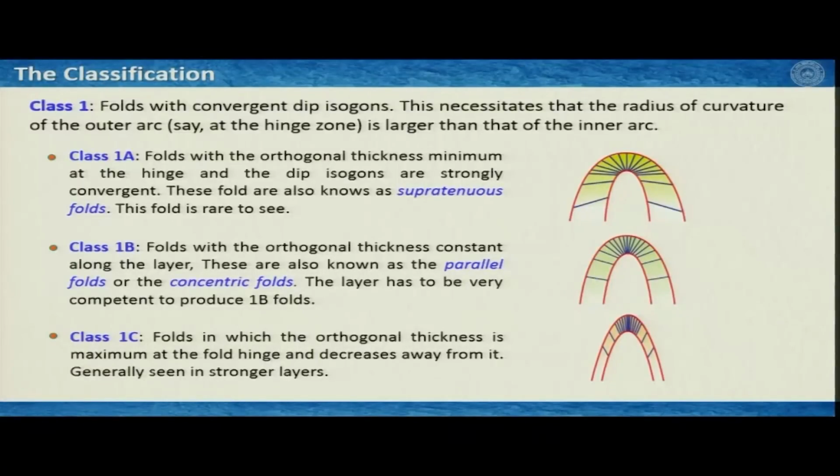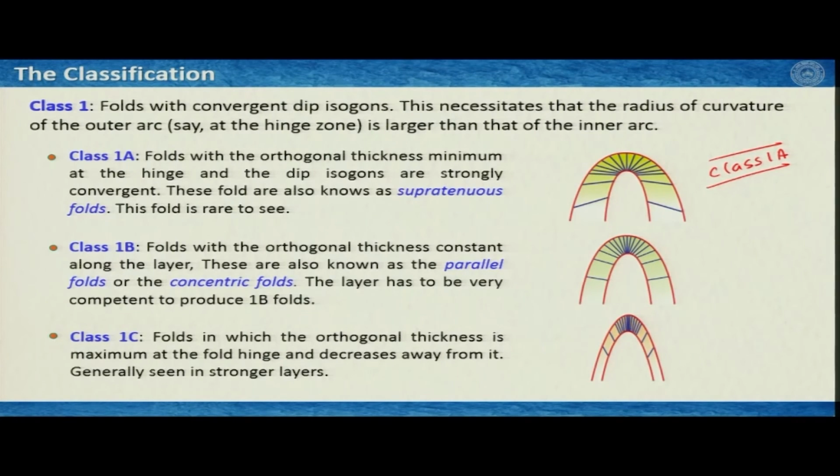One is class 1A, the folds with orthogonal thickness minimum at the hinge, and then it increases slowly towards the limb side. So, as you can see here, this is your class 1A fold, and we can clearly see that hinge thickness here is something like that, and limb thickness, if we try to measure, it is something like that. Clearly, this one is much larger than this one. If this condition happens, we also see that curvature of the outer arc, this one here, is more than the curvature here.